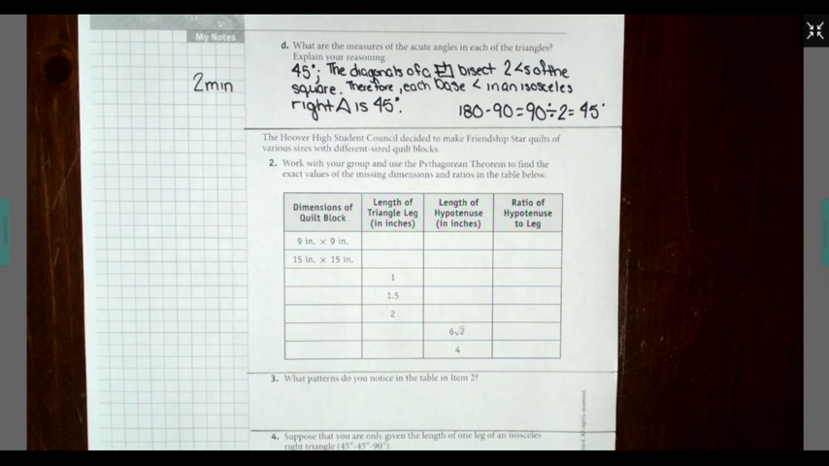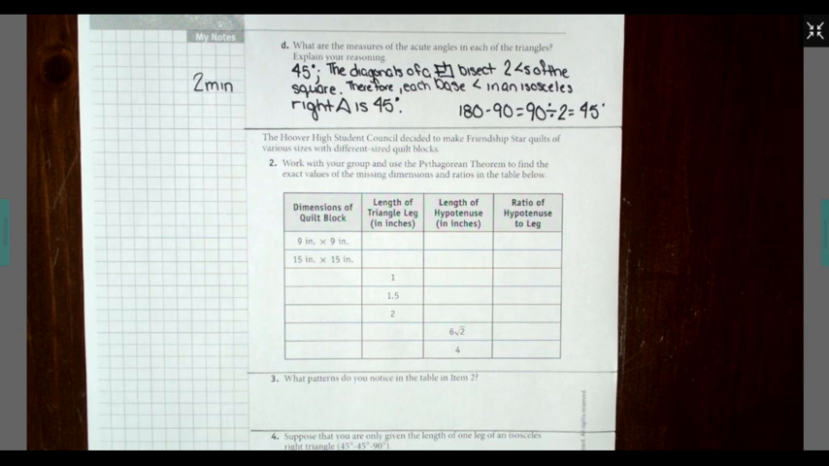Section 3. The Hoover High Student Council decided to make Friendship Star quilts of various sizes with different size quilt blocks. Number 2. Work with your group and use the Pythagorean theorem to find the exact measures of the missing dimensions and ratios in the table below.